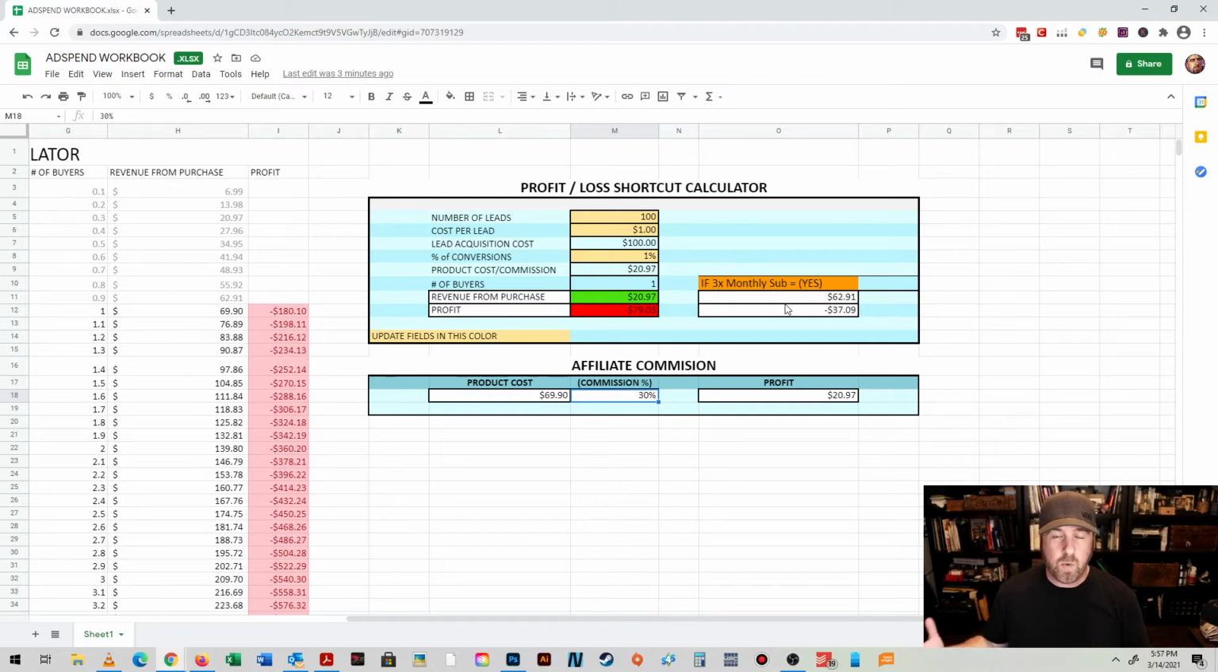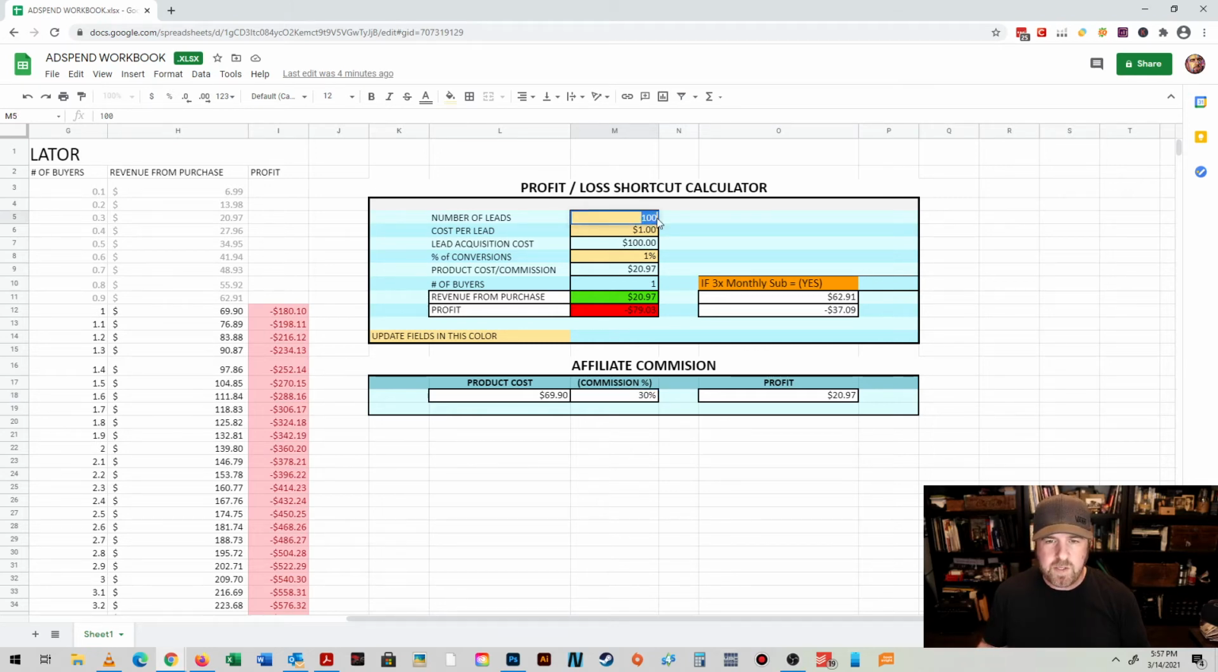So that's recurring commission. Yeah, I spent a little bit more money up front to acquire that lead, but I'm making that money back every single month. And you can see that just that one person after 3 months has made you $62.91. However, you're still in the hole because of the amount of money that you spent on advertising. After 3 months, you're still in the hole $37. So as long as you keep that person longer than 3 months, that's going to start to improve. Those numbers are going to get better.